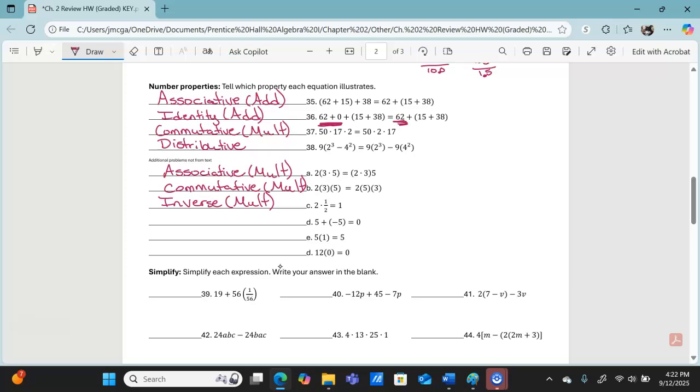5 plus negative 5 equals 0. This is the inverse property of addition. The inverse property ends with 1 or 0. For multiplication, it ends with 1. For addition, it ends with 0. 5 times 1 equals 5. We start and stop with the same thing. So this is the identity property and it's multiplication.